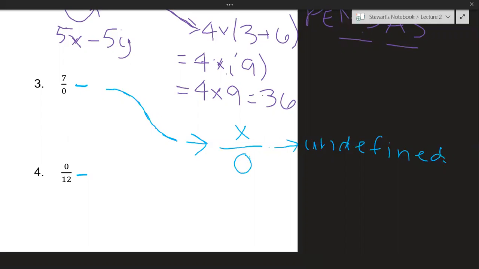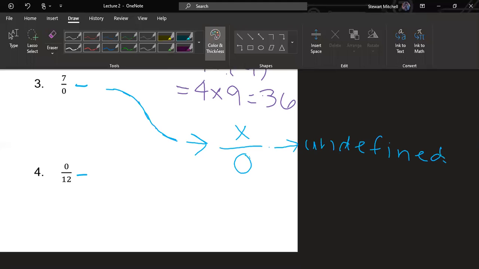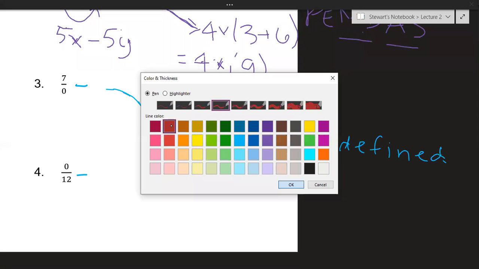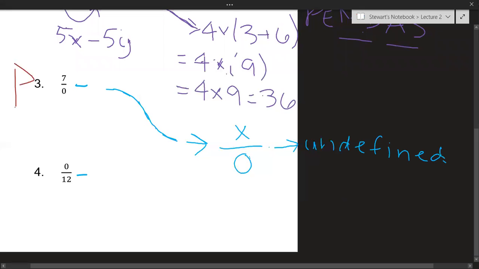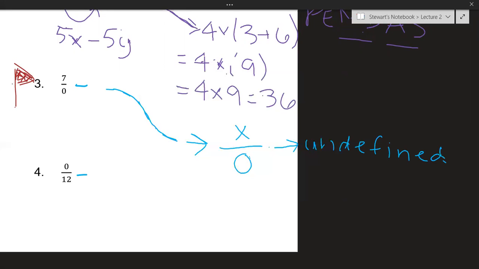So if you ever see something divided by 0, I can actually do this since I have colors on my side. We're going to call that a red flag. Whenever you see that, mark that as a red flag. You can't have this happen, and it would always be undefined.